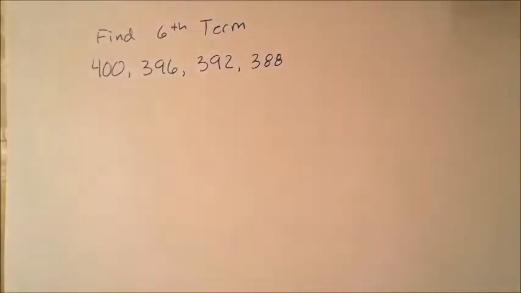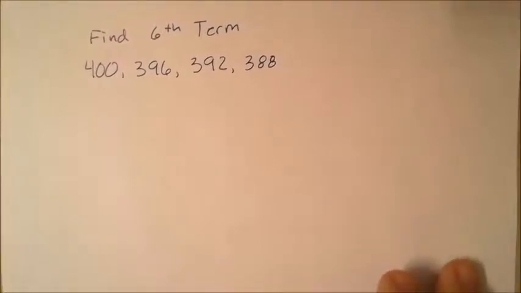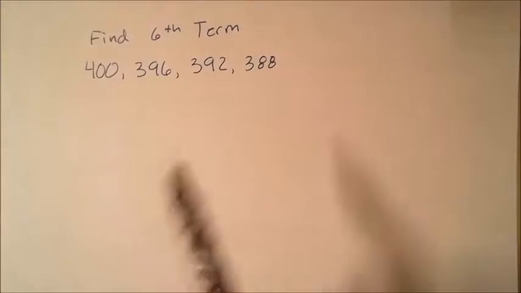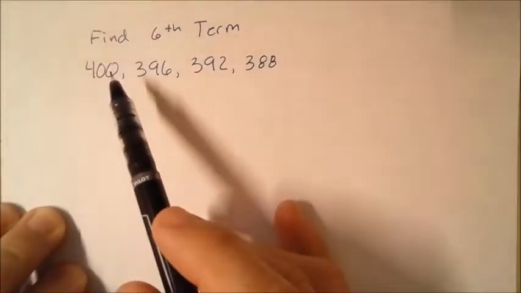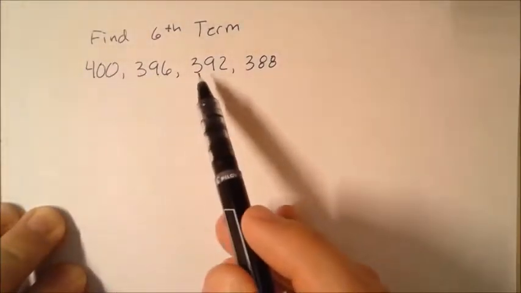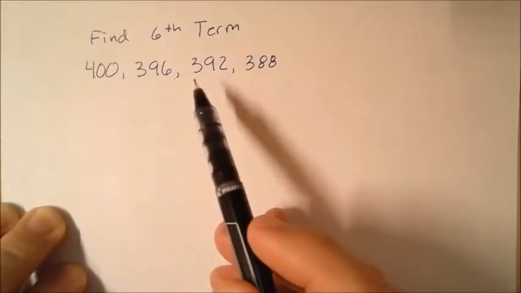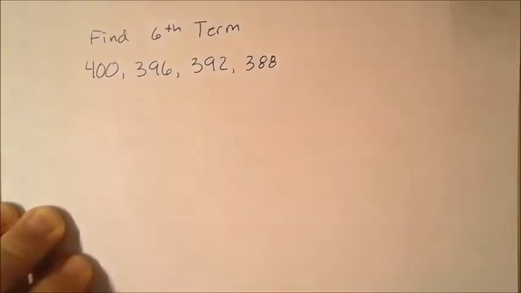Alright, in this video we're going to find the sixth term, and we're dealing with a common difference that is going to be less than 1. One of the ways that we know it's going to be a common difference less than 1 is, if you notice, these values are decreasing. So whenever you have a sequence that they're giving you and the values are decreasing, you should be thinking that your common difference is going to be less than 1.